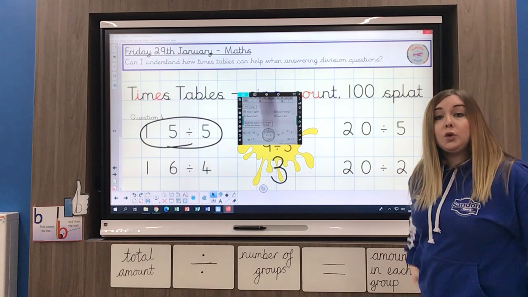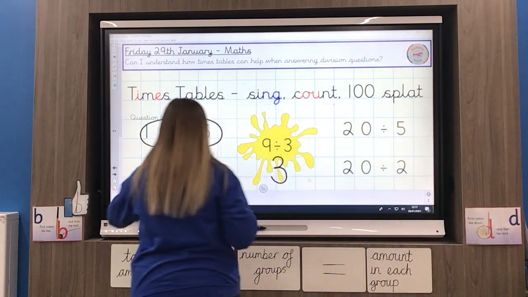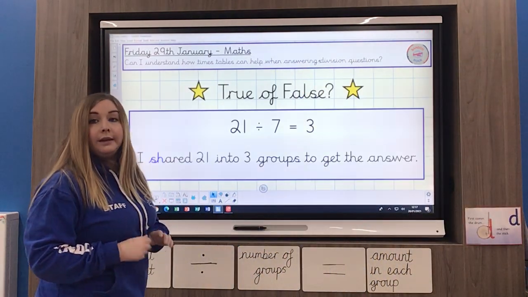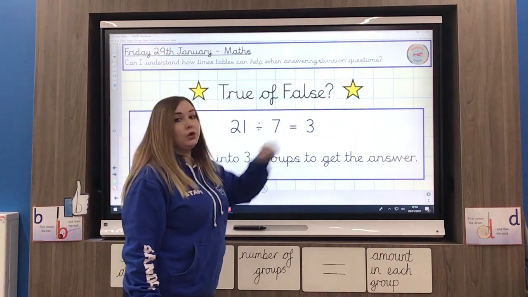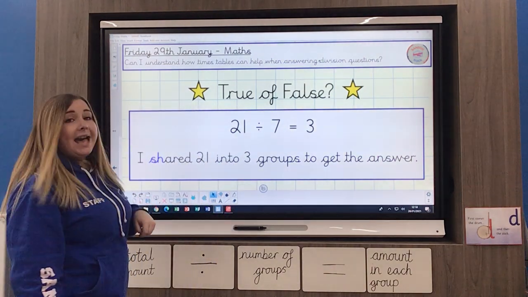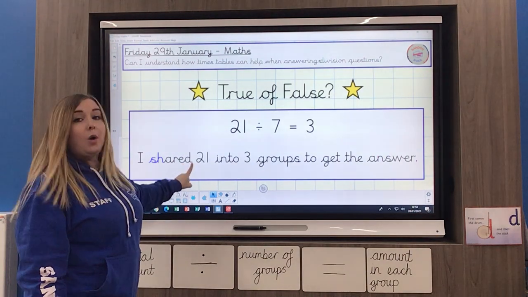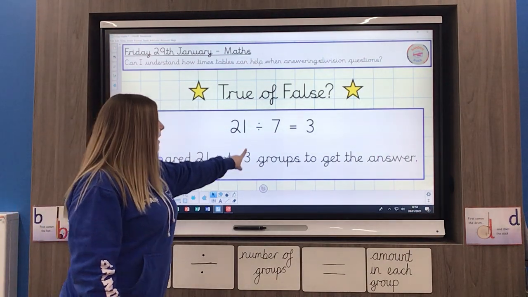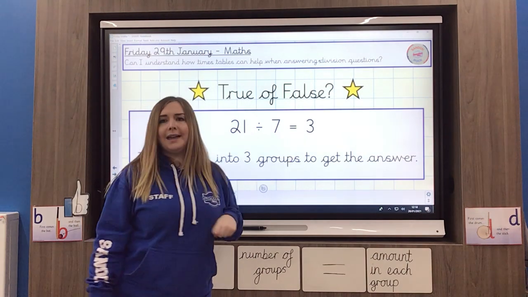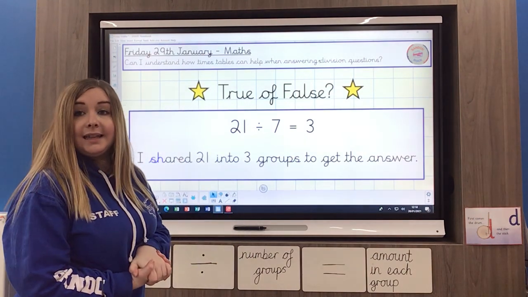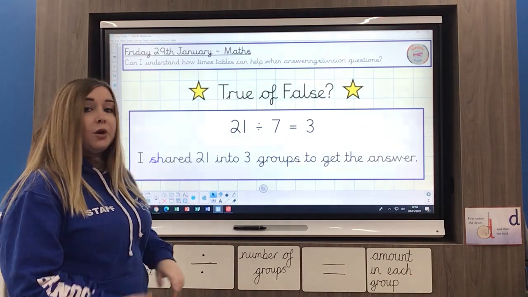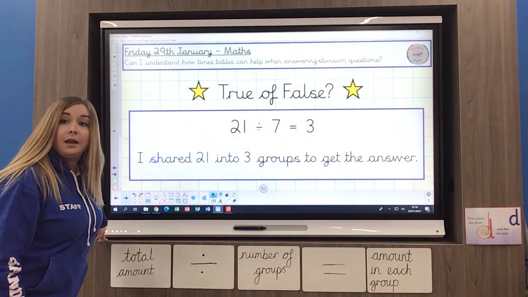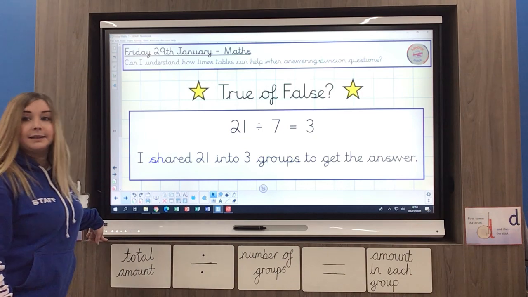So once you've done all of that, year 4, I have set you a little challenge. And it says 21 divided by 7 equals 3. I shared 21 into 3 groups to get the answer. And is that true or false? You might want to use my boards here to help you with that.